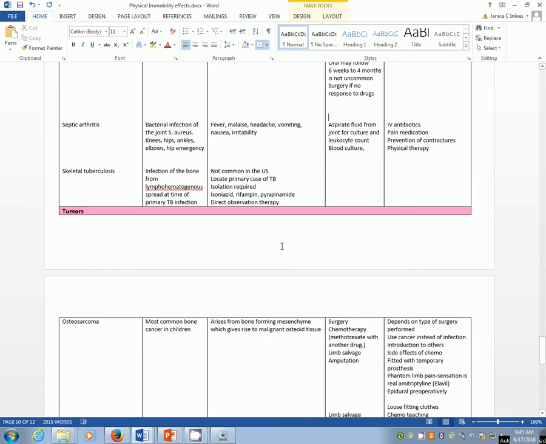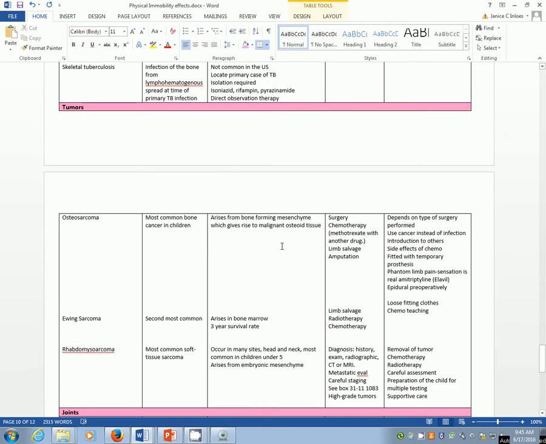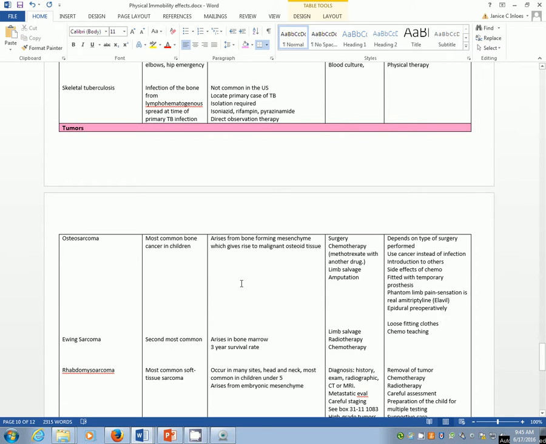Okay, then we have tumors. We have osteosarcoma, we have Ewing sarcoma, and we have rhabdomyosarcoma. So none of these are good. They don't have the best outcomes. It depends on the stage. The osteosarcoma is the most common. This is the most common bone tumor we see.